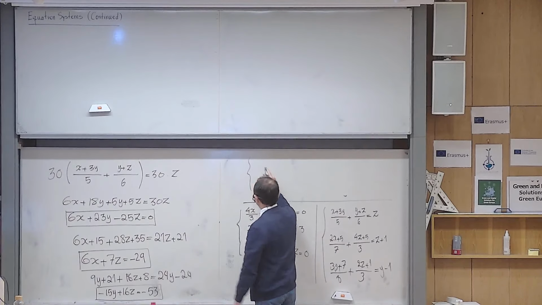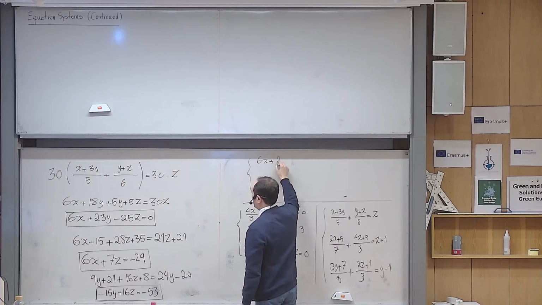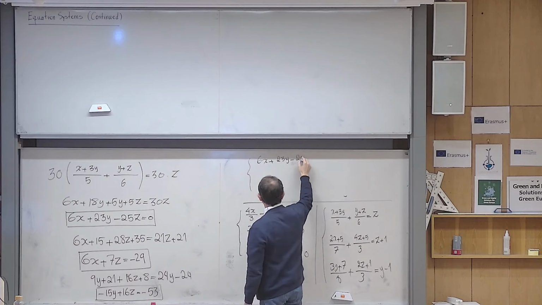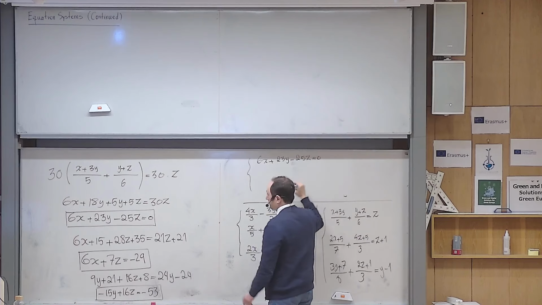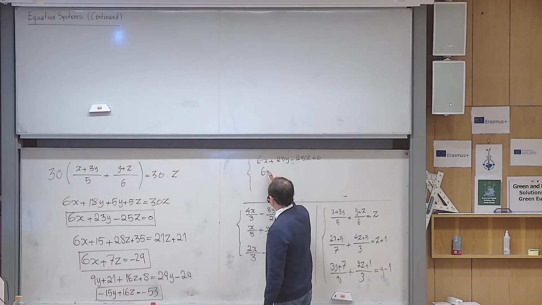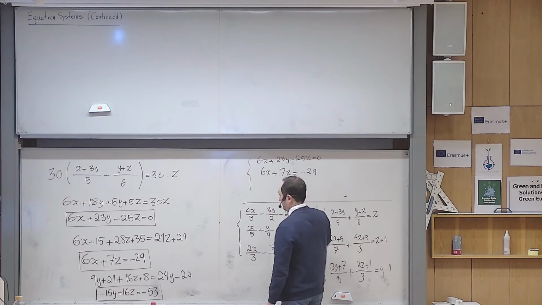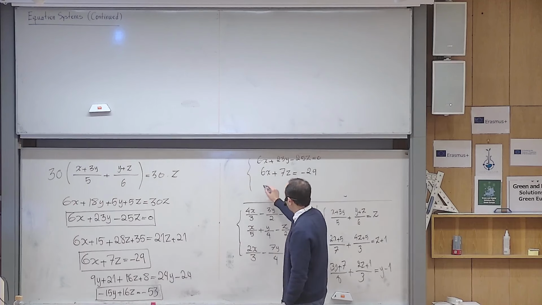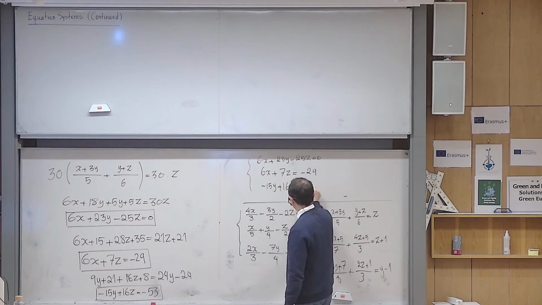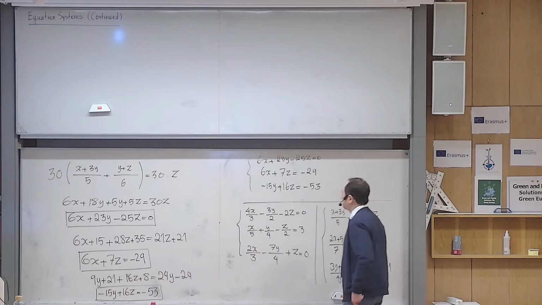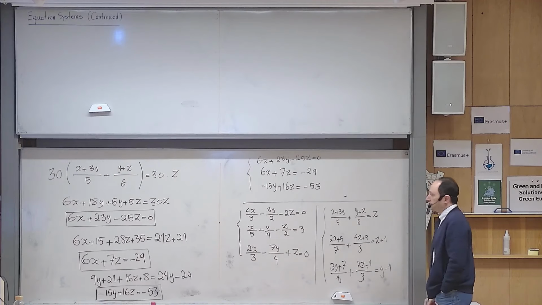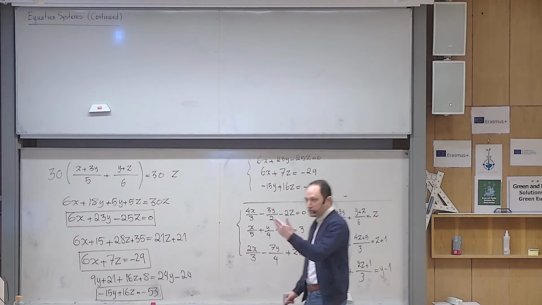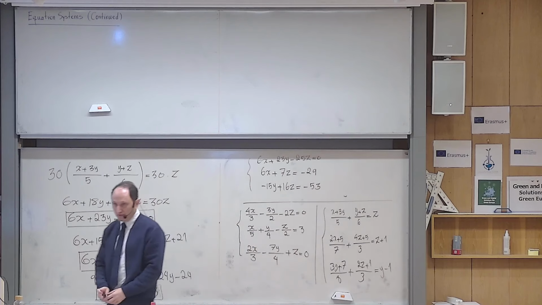One equation is 6x plus 23y minus 25z equals 0. The other equation is 6x plus 7z is equal to minus 29. The next equation is minus 15y plus 16z is equal to minus 53. Okay, now I want to hear your shortcuts, what is better to think about.